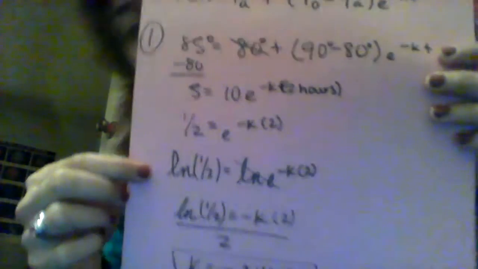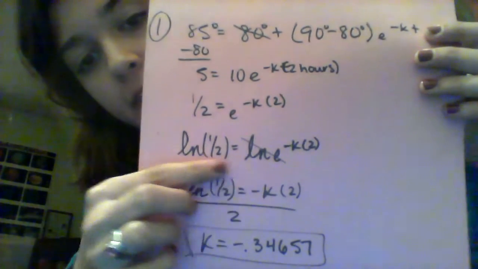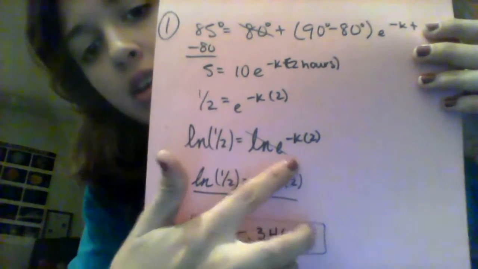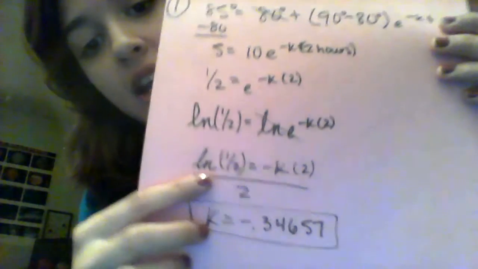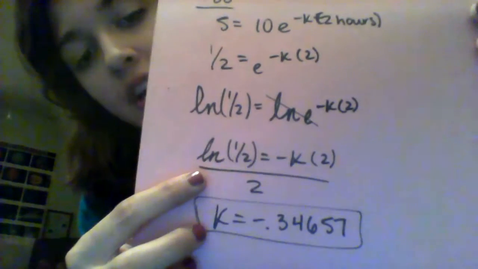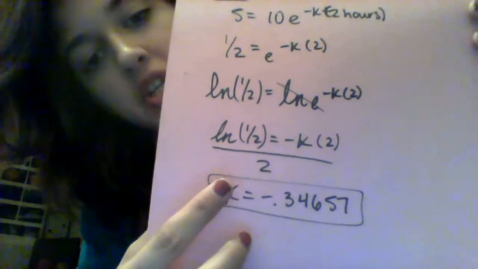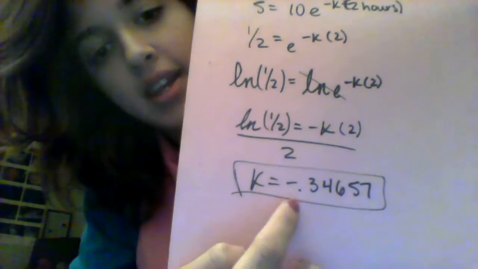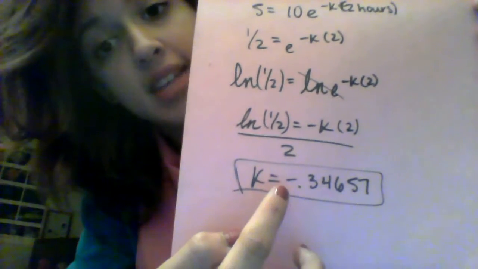And then to take away the e, you're going to have to do the natural log of half, and put natural log with the e, and that's going to cancel out to where it brings down negative 2K, so that you can actually start solving it now. So natural log of half divided by 2 is going to give you negative 0.34657. That is K. That is our decay coefficient.